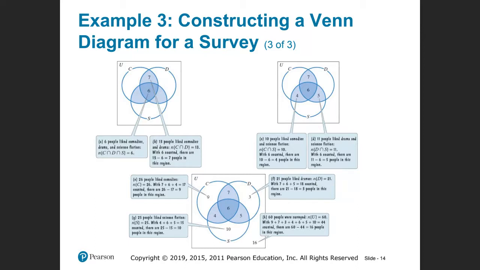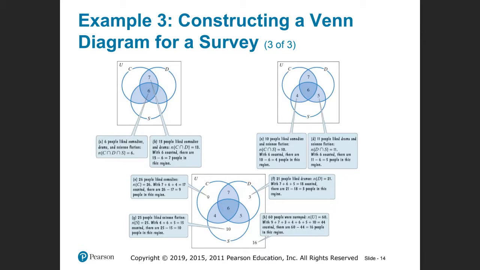Going to circle D, we know that 21 people like dramas. So the cardinality of the circle D is 21. We have 7, 6, and 5, or 18 people already counted in the shaded areas. So 21 minus 18 gives us 3 in the white part of circle D.